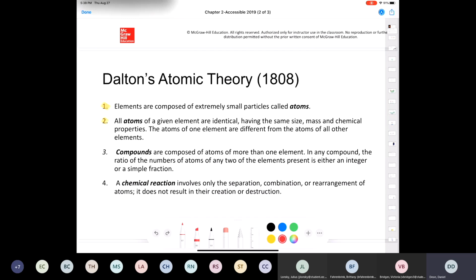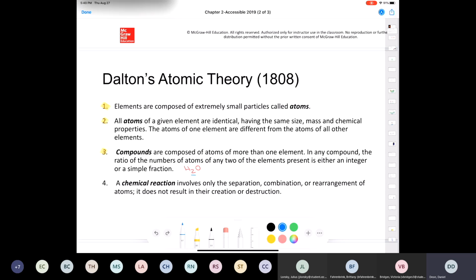If we take a look at the next point, number 3, it says compounds are composed of atoms of more than one element. In any compound, the ratio of the numbers of atoms of any two of the elements present is either an integer or a simple fraction. Even if you've never taken a chemistry class in your life, you're probably aware of things like H2O, and you can see that the elements, hydrogen and oxygen, are present in simple whole number ratios, right? We have 2 hydrogens, that's what this subscript represents, and we only have 1 oxygen. When we have no subscript next to an element, we imply that there's one of those.